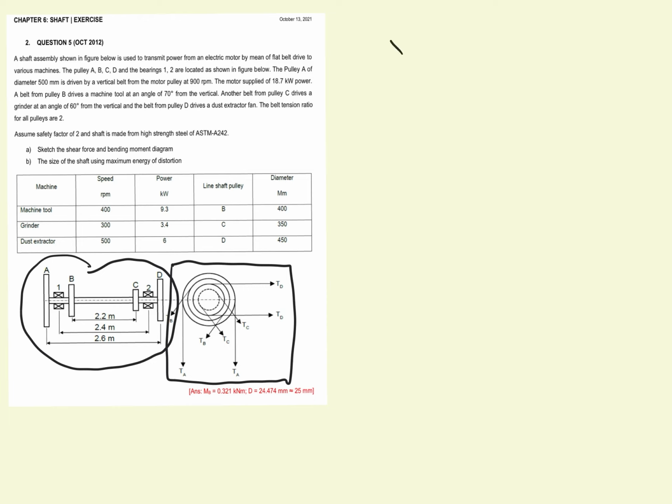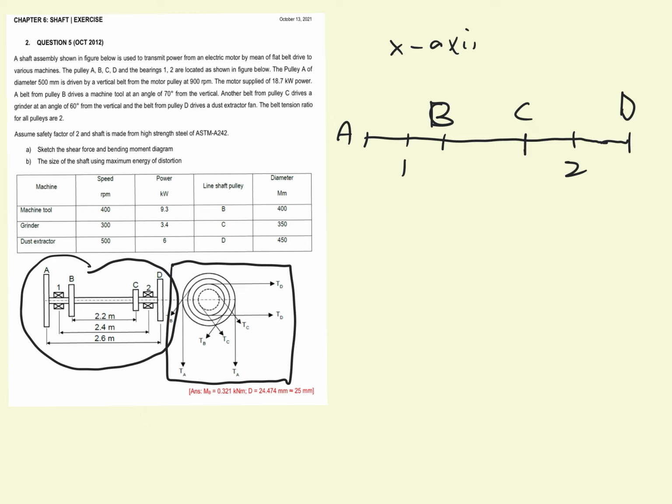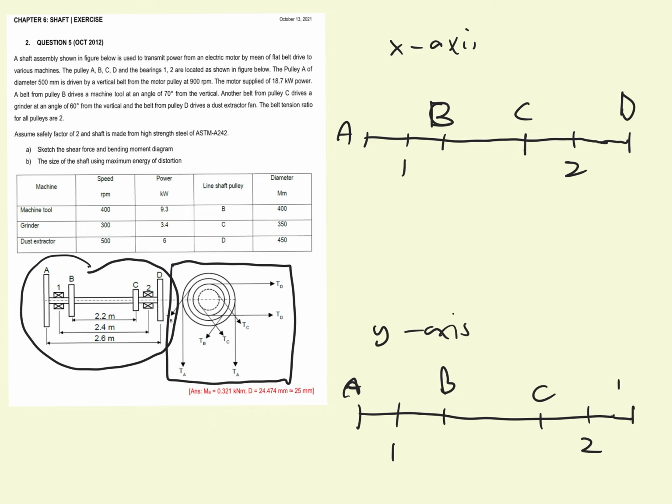So let's say for the x-axis, this is the shaft, this is A, bearing number 1, this is pulley B, this is pulley C, then this is bearing number 2, and this is pulley D. And for the y-axis, pulley A, bearing 1, pulley B, pulley C, then we have bearing number 2, and then pulley D.